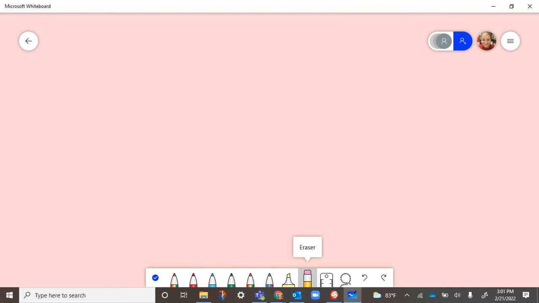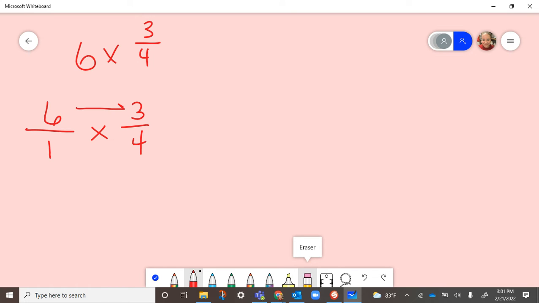There we go. All right, so then we got into practicing just with the algorithm. So let's say we have 6 times 3/4. Well, anytime you want to take a whole number and represent it as a fraction, you can rewrite it as 6/1, and then you just bring down your 3/4 and you multiply straight across. So we're going to do 6 times 3, which is 18, and then the 1 times 4, which is 4.